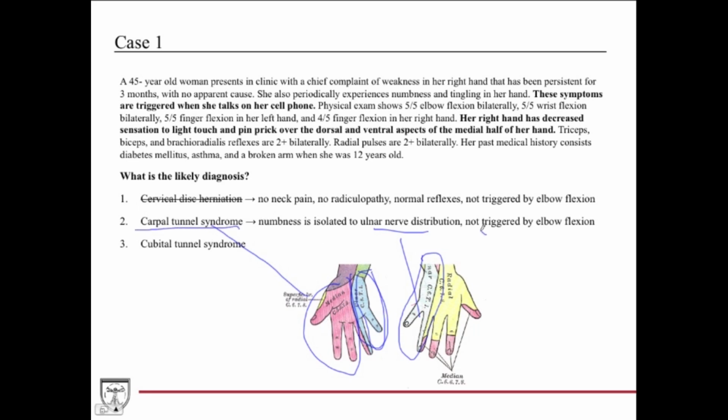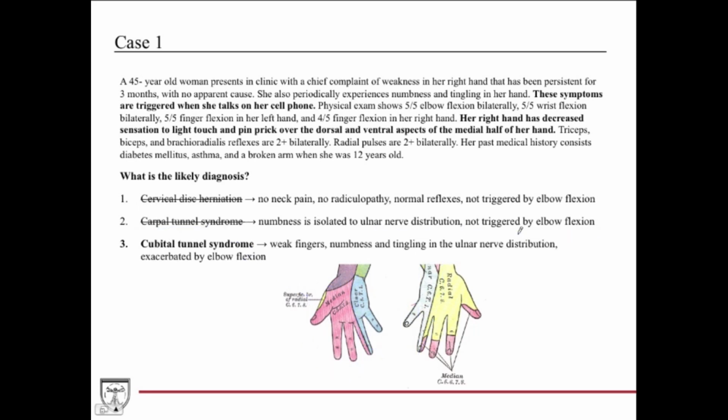The other thing is that carpal tunnel is not really triggered by elbow flexion. It can potentially be more triggered by wrist flexion or even wrist extension in some cases. So really the most likely diagnosis is cubital tunnel syndrome because it makes sense. The patient has weak fingers. The ulnar nerve is responsible for intrinsic hand motion, especially the lumbricals at the fourth and fifth digit, which help do flexion of the MCP joints. So that's typical that you would see, this weak finger flexion.